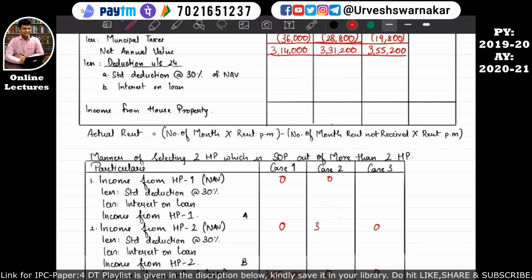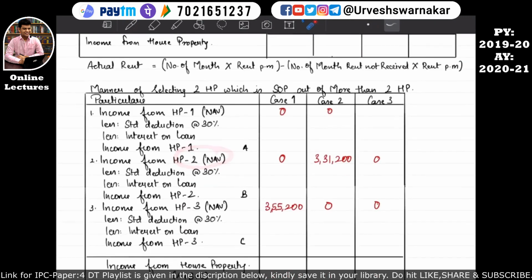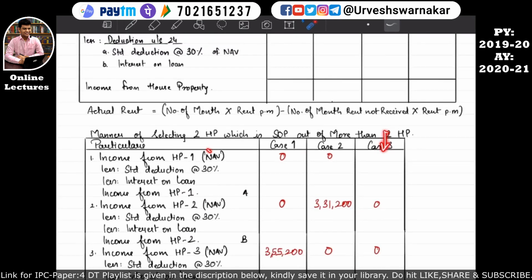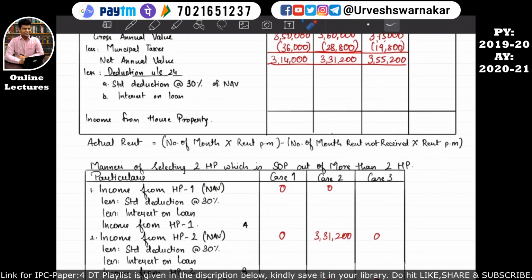So we will write 3,31,200. So we are assuming that this house property 2 will become our deemed let out property, and here our house property number 3 will become the deemed let out house property in case 1. In case 3, our house property number 1 will become the deemed let out house property. So the NAV is equal to 3,14,000. I hope this is quite clear to you all.